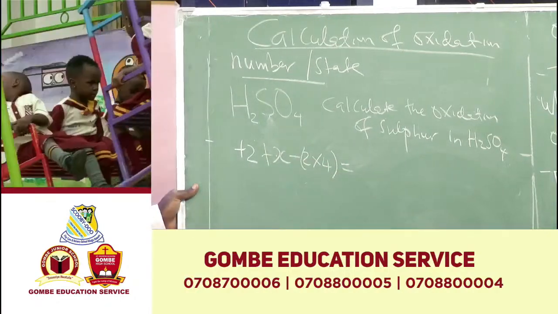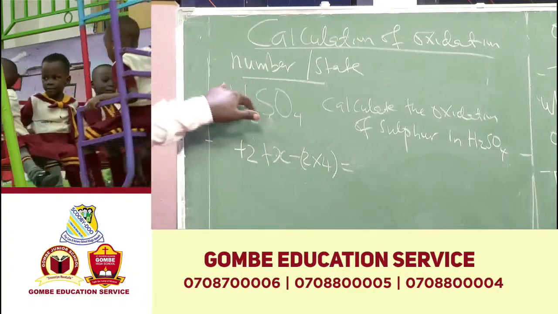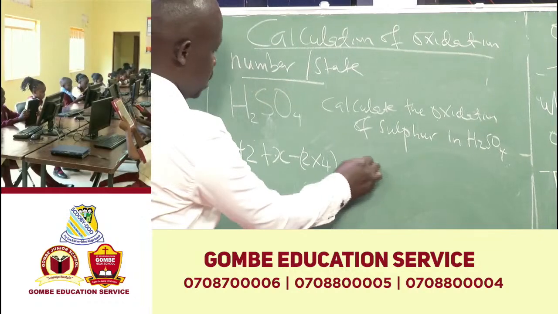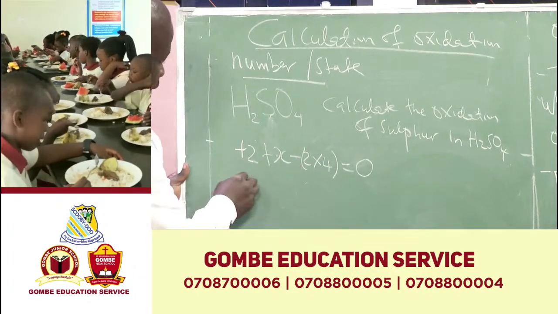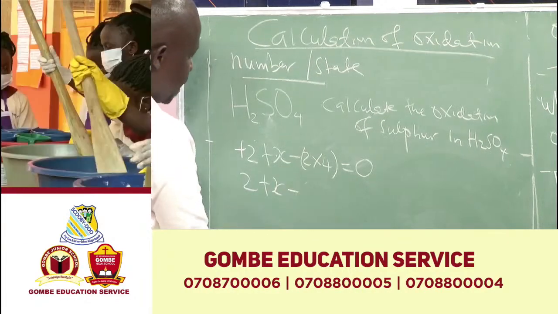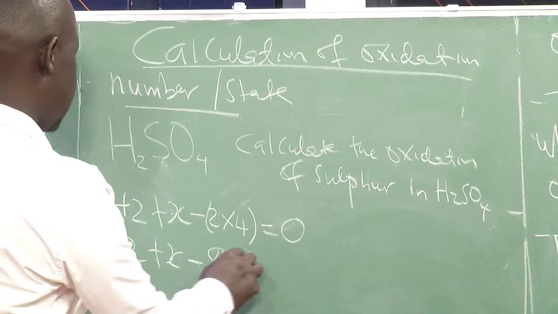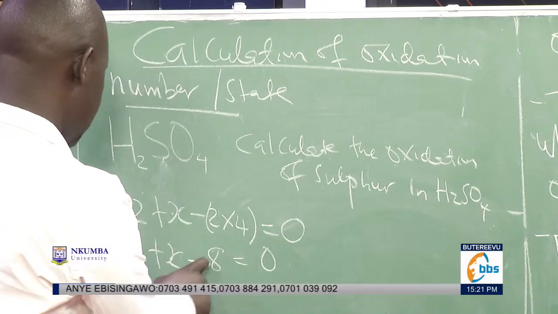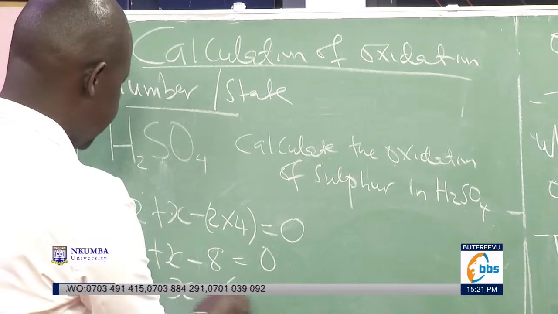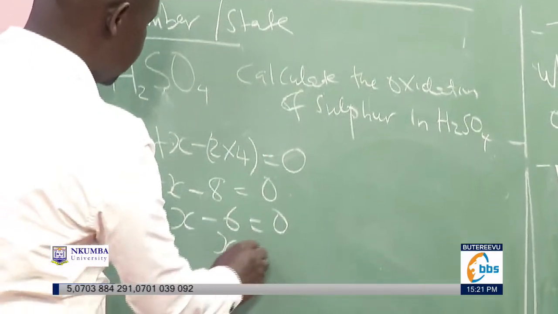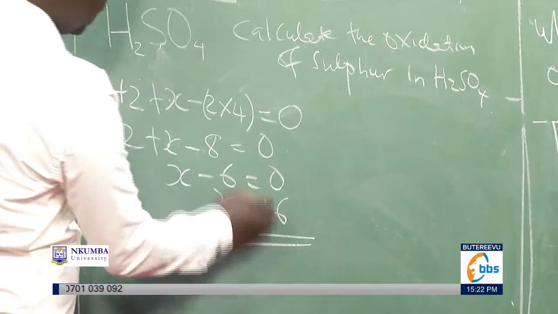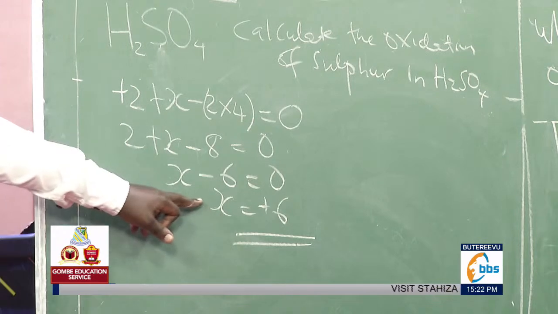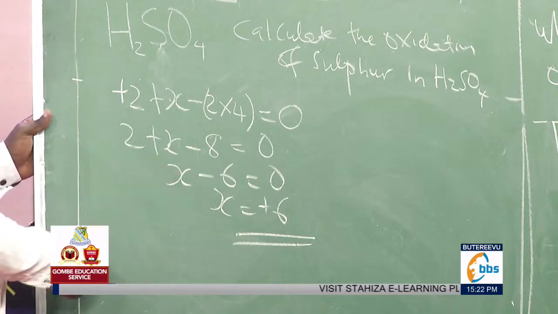Now in this case, sulfuric acid has no overall charge. So we equate to 0. So we get our mathematics here. That is 2 plus x minus 8 equals 0. So now with mathematics, x minus 6 equals 0. So x equals positive 6. So that means our oxidation number of sulfur is positive 6.